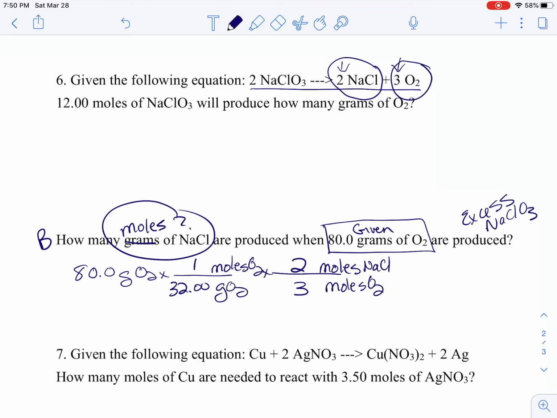So at this point, all we have to do is put the information in the calculator, and it comes out to 1.666, repeating 6 moles of NaCl. Because everything else is canceled out. All the grams, all the moles are all canceled out. But since we have 3 sig figs to start, our final answer is 1.67 moles NaCl. If you have any questions, you may go back and review this at any time.